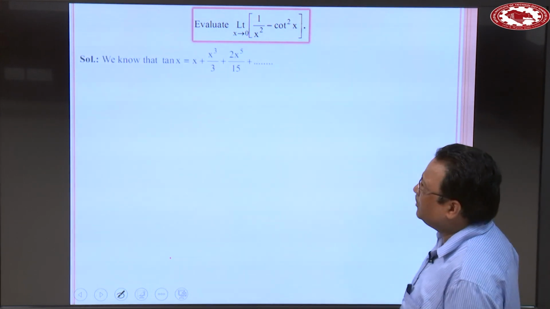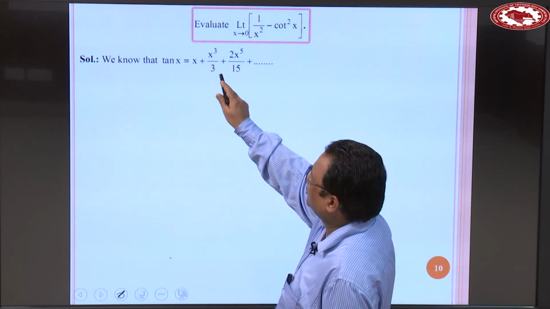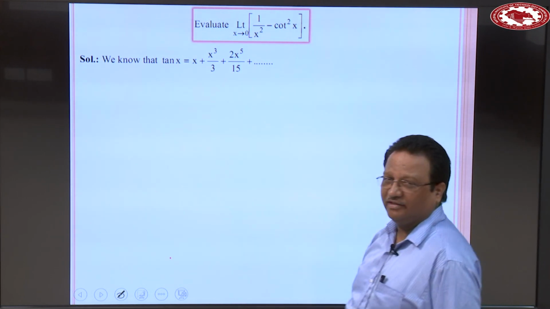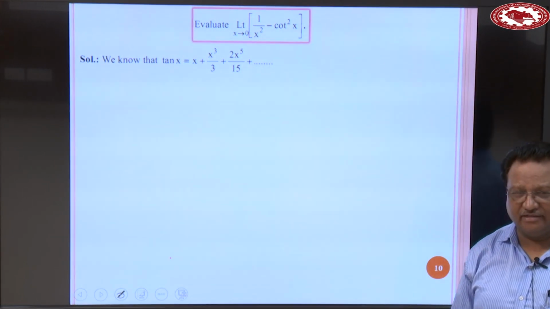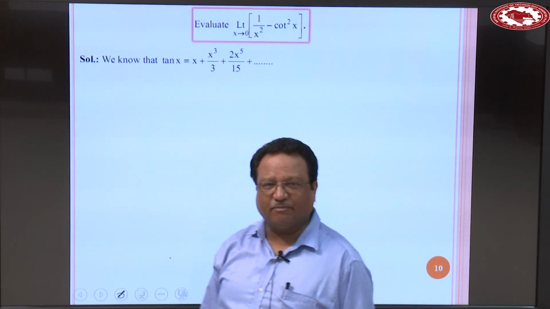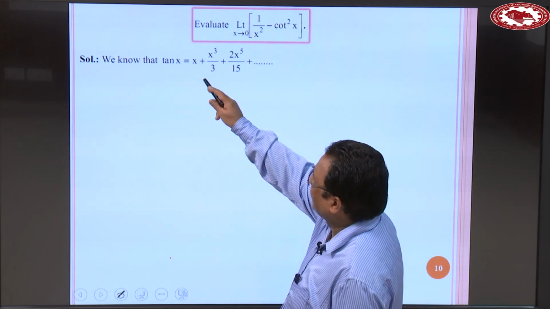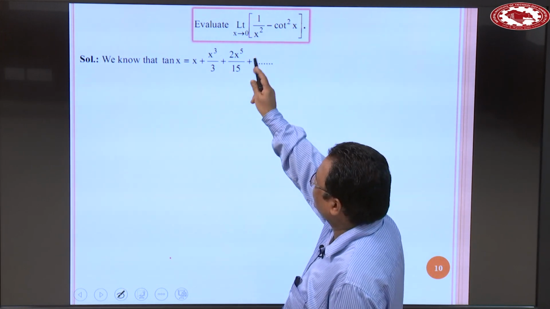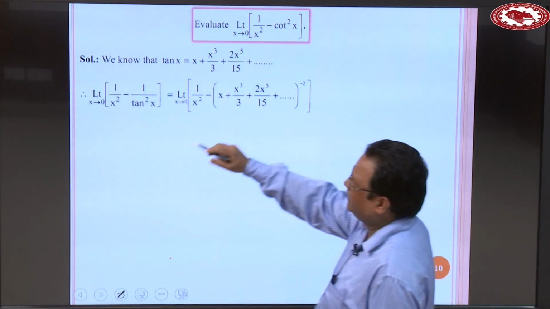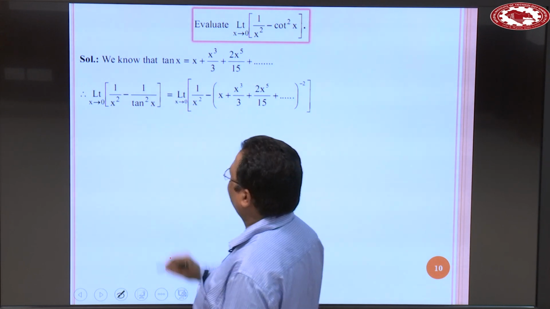We know that tan x is equal to x plus x cube over 3 plus 2x to the 5 over 15 plus and so on. We know the expansion of tan x. We have already discussed this expansion in the chapter of Taylor's and Maclaurin series. Now start from the left side: limit x tends to 0, 1 over x square minus 1 over tan square x.